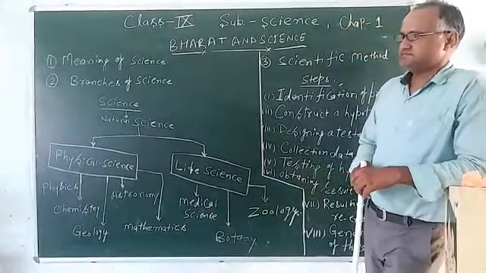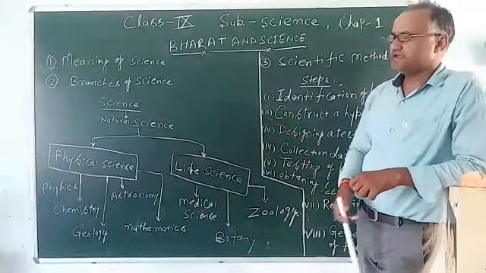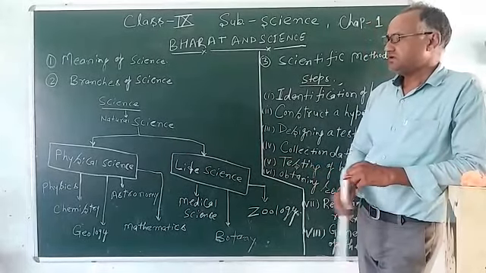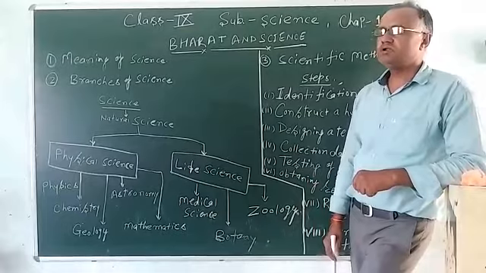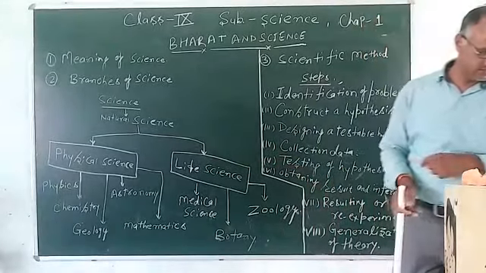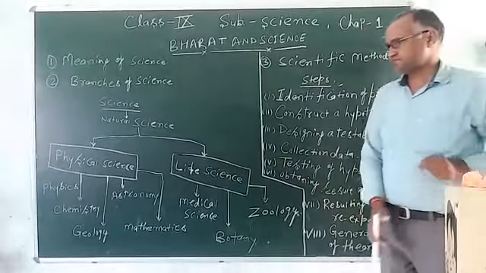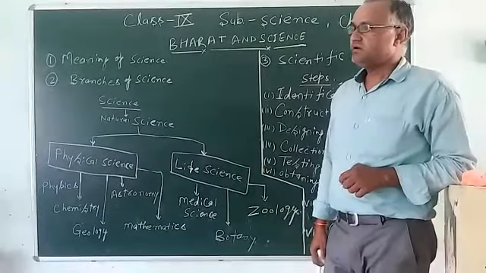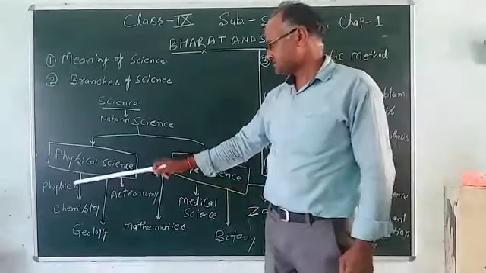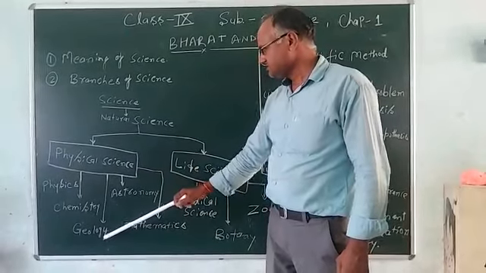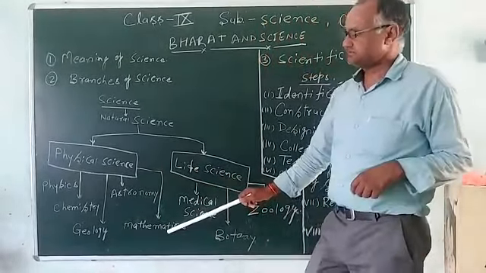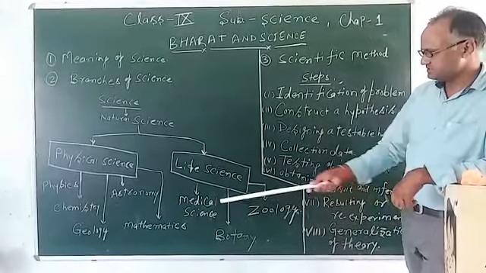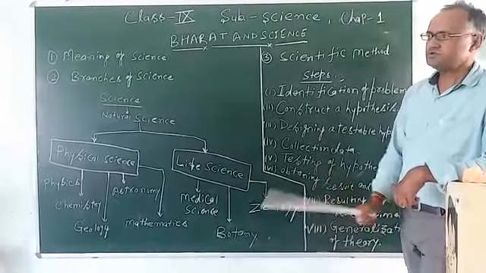branches of science. In natural science, there are two categories here. First one is the physical science, and second is the life science. In physical science, we study about the non-living, and in life science, we study about the living things. In physical science, otherwise in non-living things, first one is physics, then chemistry, geology, astronomy, and mathematics. And second, the life science. In life science, we study about the living things, means medical science, botany, and zoology.